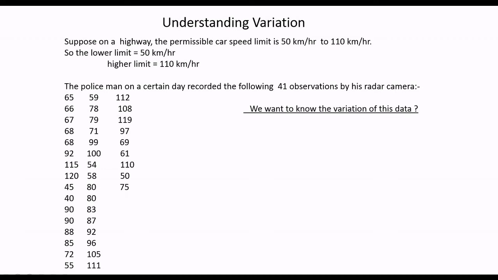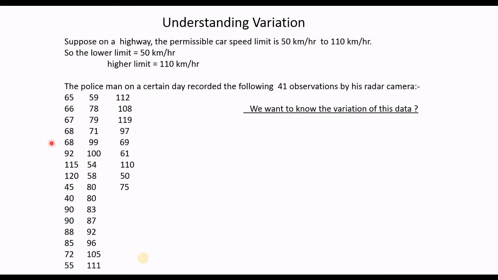Now the policeman on a certain day stands on the highway, hidden somewhere, and takes 41 observations by his radar-enabled camera, and these are the speeds of the cars that he records in his camera. The first car he records was driving at 65 kilometers per hour, 66 kilometers per hour, 67 kilometers per hour, and so on. Now this is a process of driving of cars on a particular highway on a particular day.